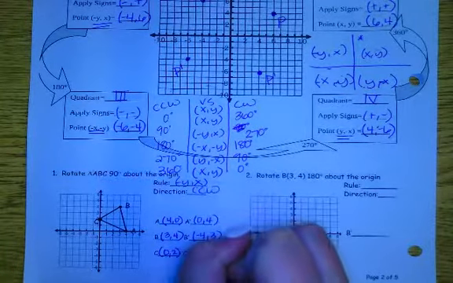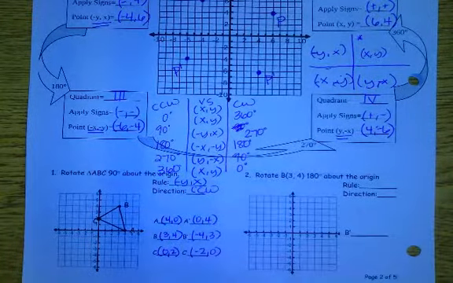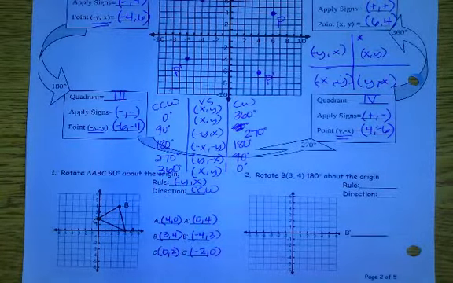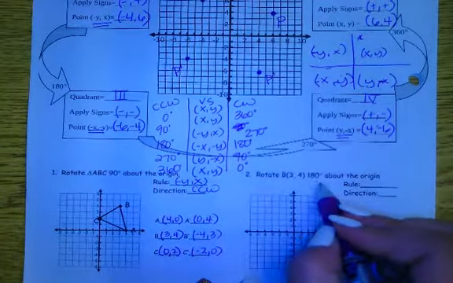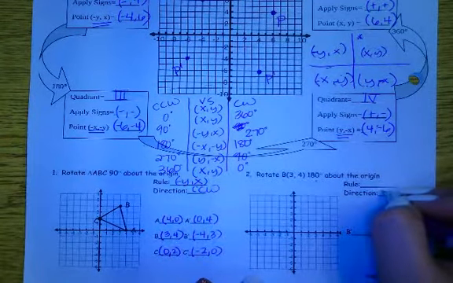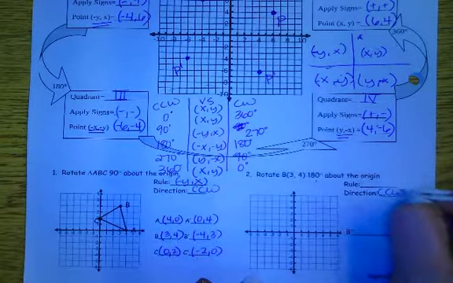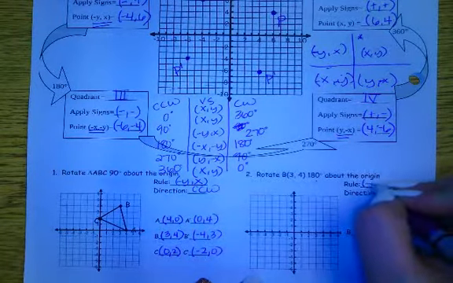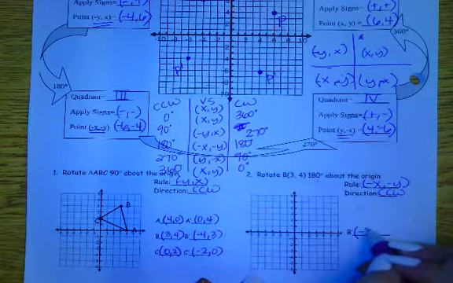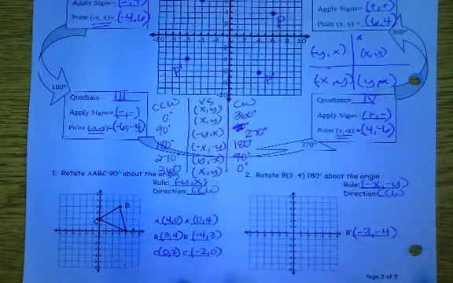Questions on that? Okay, what about rotating just the point 3, 4, 180 degrees about the origin? Which direction? Counterclockwise. What's our rule? And so what's our B prime at? Sweetness. This isn't too bad. It's just memorizing the rules.